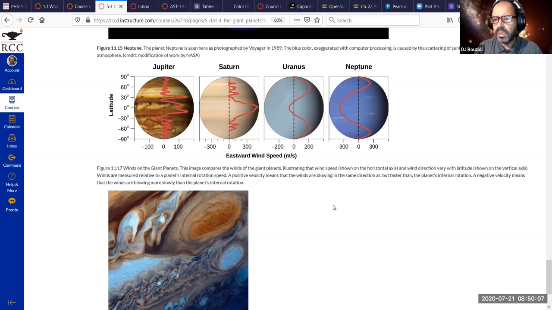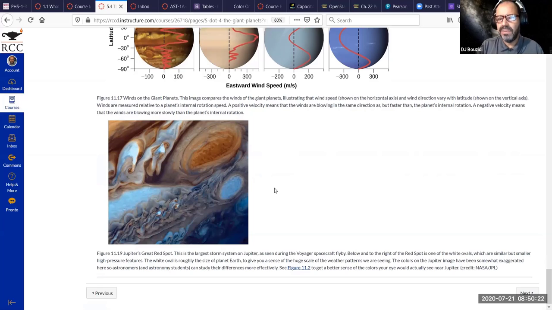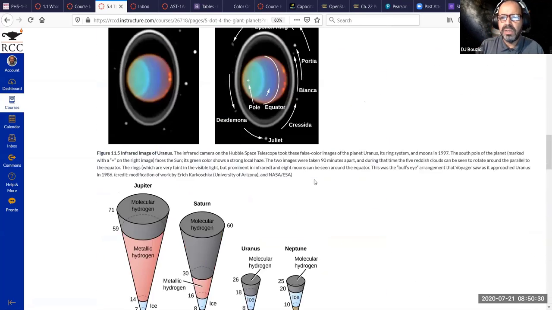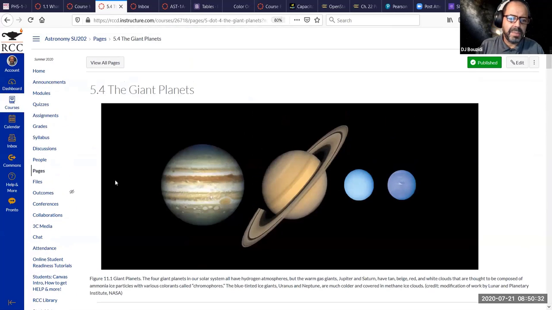But because the surface is very far away, they will last for years and years. For the case of Neptune, it disappeared after a few decades, but it appeared again. So it's really a dynamic situation. For the case of Jupiter, because it's more massive, it lasts for a long, long time. We've been monitoring this one for at least centuries now, and it did not subside. So this is in terms of the giant planets.